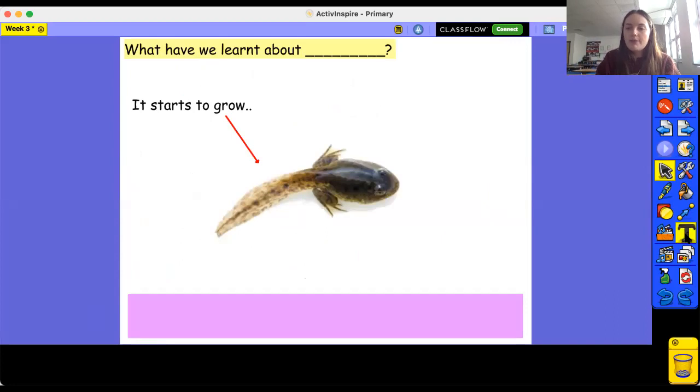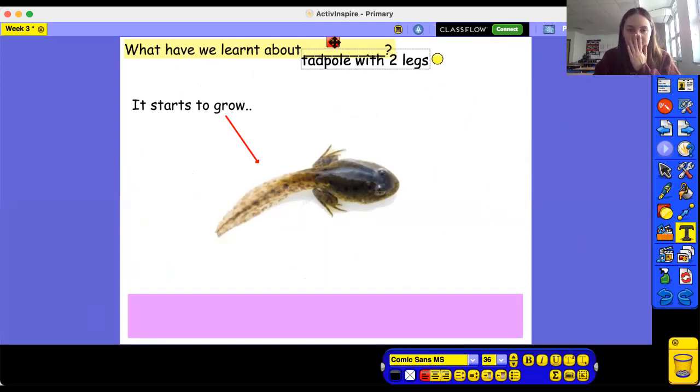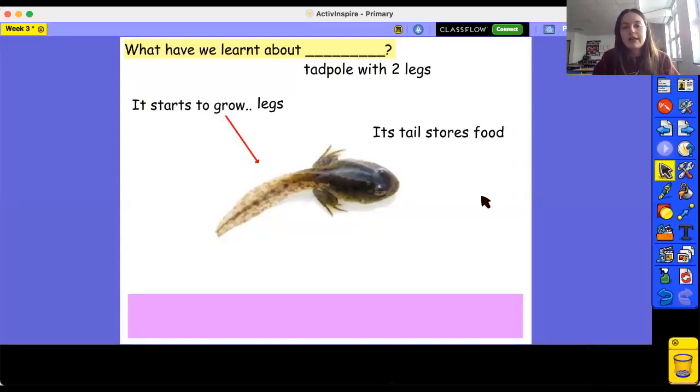What have we learnt about the tadpole? Well, this time it's not just a tadpole. What has it got? Fantastic. It's a tadpole with 2 legs. What have we learnt about the tadpole with 2 legs? Think about what facts you've learnt about that tadpole with 2 legs. Tell somebody in the room or write some of your ideas down. So maybe you've written that it starts to grow legs or its tail stores food. Well done.